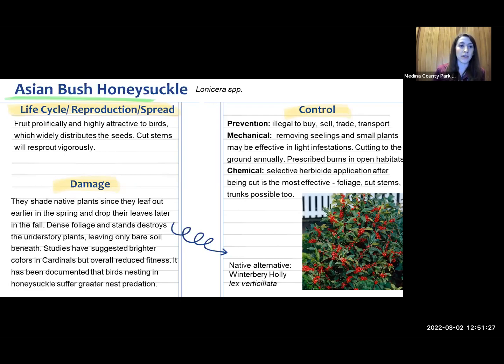So for prevention, these are on the list of official species that you cannot buy, sell, or trade. If you have one or several of these on your land and property, cutting them down and then putting on a herbicide afterwards is going to be the most effective way to remove them. And if you like the look of the Asian bush honeysuckle but would like to plant a native instead, I've got one right here for you on the screen. Winterberry holly. It's a beautiful tree, and it produces those really, really nice red berries.